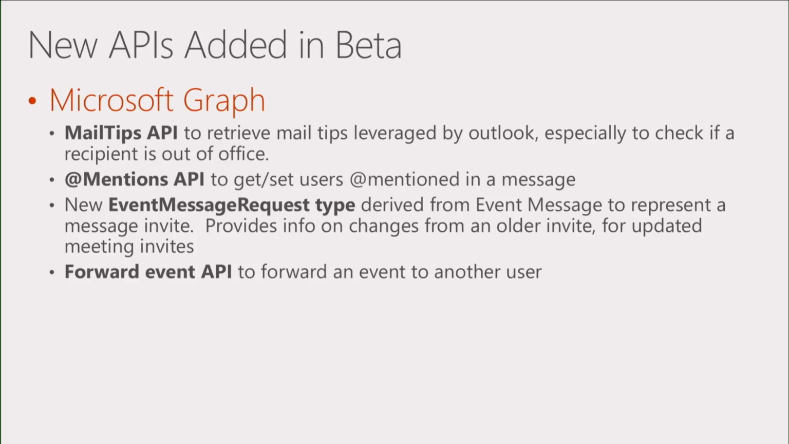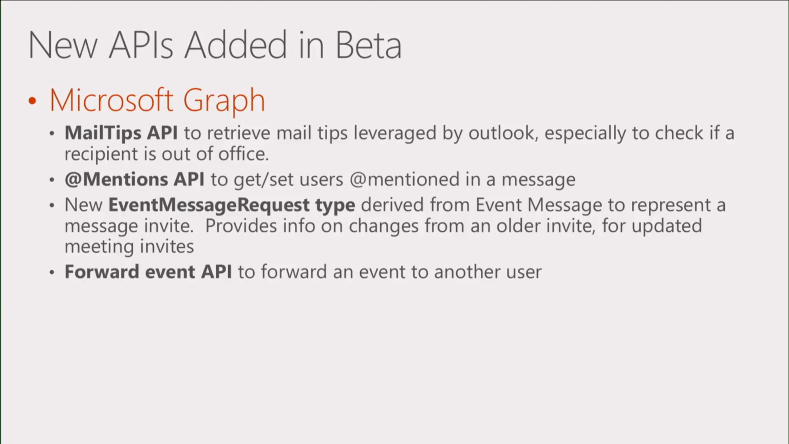New APIs added in beta, a whole bunch of them. Again, I'm only covering the Outlook-specific stuff. Mail tips, @mentions. There's a new event message request type. We found from our experience moving Outlook on iOS to REST that it's not enough to just tell it that this is a calendar-related message, either a response from somebody or an invitation. They needed to know the invitation specifically, because often you get an invitation, then you get an updated one, the location got changed, and they have UI around figuring out what do I show them, what has changed, show it crossed out.